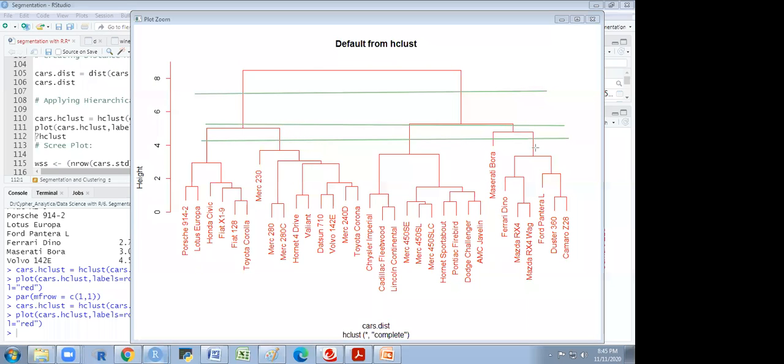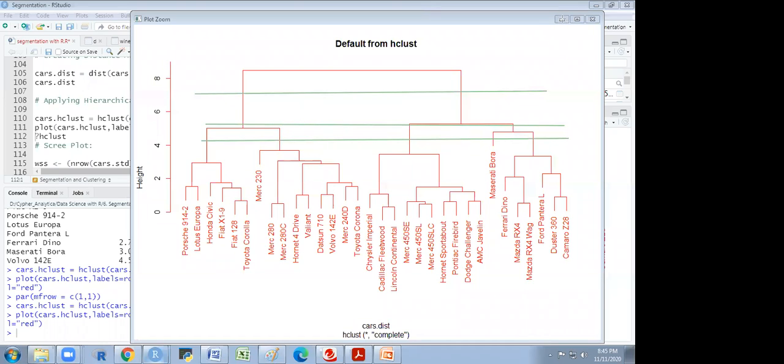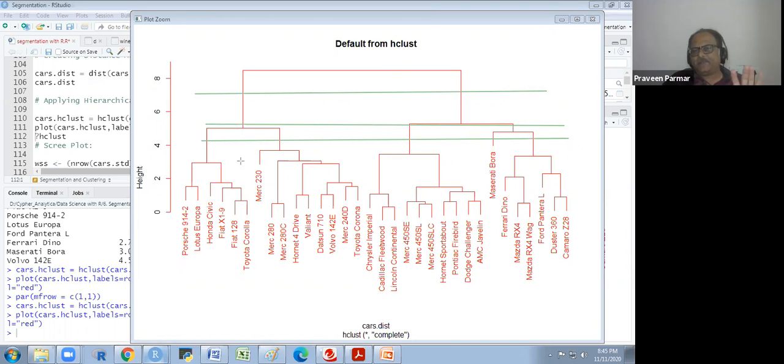So how to decide this cutoff? That's the scree plot we have to develop. I will tell you later about that graph. Okay. So this is the complete. Now we have to select the cutoff only.